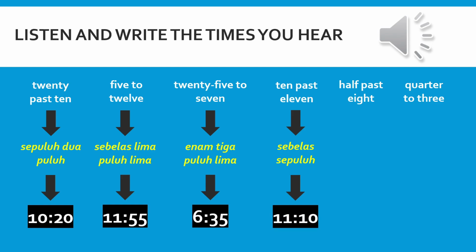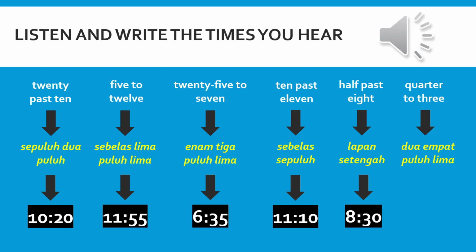Next, half past 8. Half means setengah. In BM, it's called 8.30, which means it is 8:30 in digital time. Last but not least, quarter to 3. Remember, quarter is 15 minutes. Therefore, it's 2.45. Another 15 minutes to reach 3 o'clock. So, the answer should be 2:45.